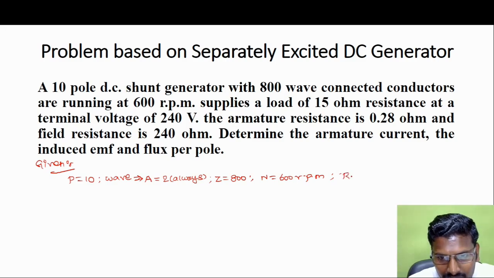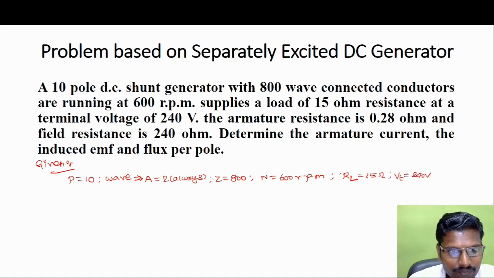The load resistance RL is equal to 15 ohm, and the terminal voltage VT is equal to 240 volt, and the armature resistance RA is equal to 0.28 ohm. So these are all the given parameters, and one more thing, RSH, the shunt field resistance, is equal to 240 ohm.